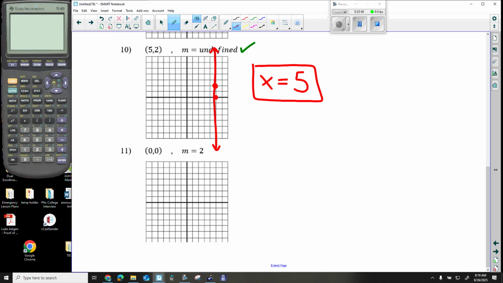All right, here this has a point of 0, 0 and a slope of 2, or i.e. 2 over 1. So again, this obviously has a slope of 2. This has a y-intercept of 0, so y is equal to 2x plus 0.